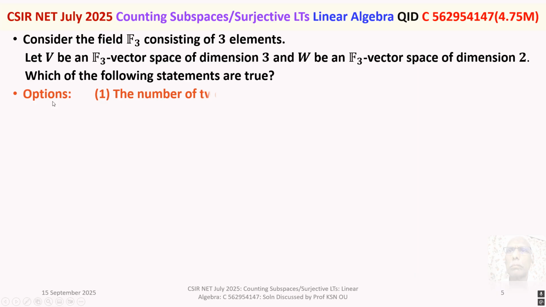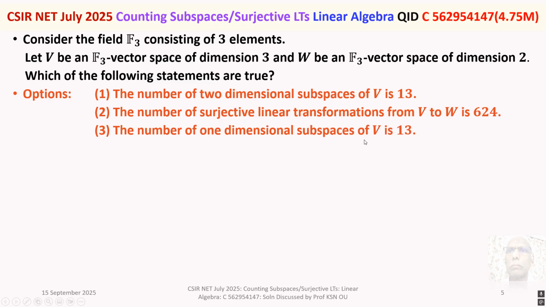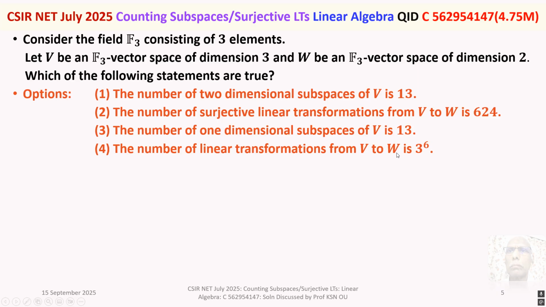Which of the following statements are true? We are given 4 options. Option 1. The number of two-dimensional subspaces of V is 13. We have to count them. Option 2. The number of surjective linear transformations, surjective means onto linear transformations, from V to W is 624. Again, you have to count them. Option 3. The number of one-dimensional subspaces of V is 13, as in option 1. Now, option 4. The number of linear transformations from V to W is 3 power 6. Again, you have to count them.